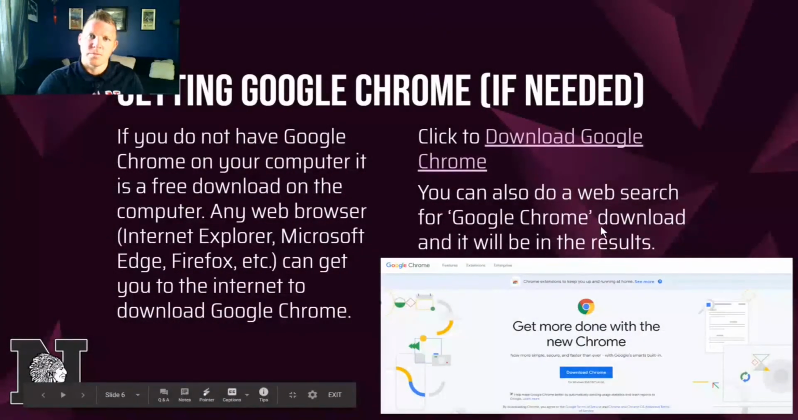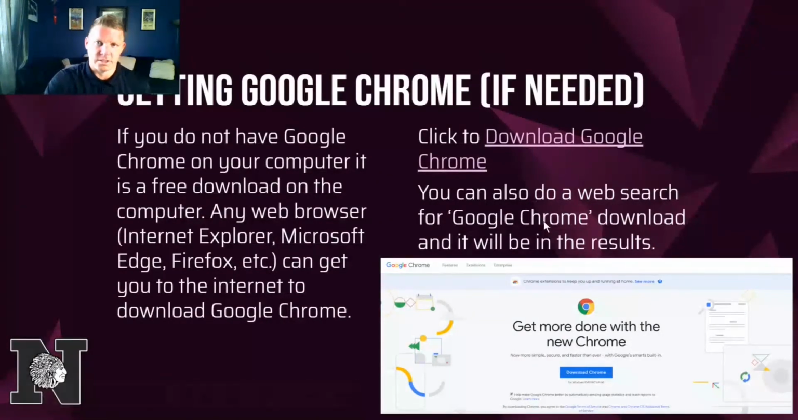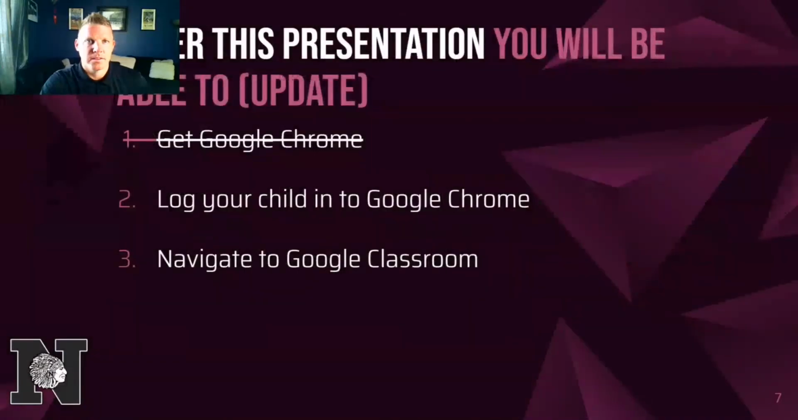Okay, so that's step one. Make sure you have Google Chrome. And if you have multiple web browsers, just make sure you're using Google Chrome for the remote learning. It makes it much more simple. And this part of the presentation is done. You should now have Google Chrome on your computer. Next thing we're going to do is log your child into Google Chrome. This is probably the most important step.